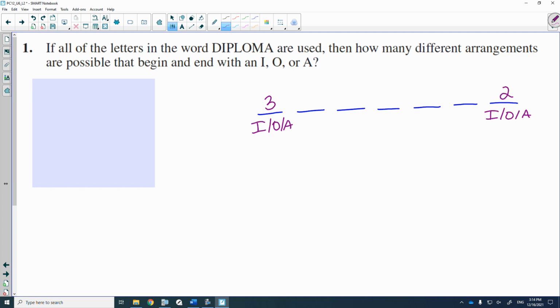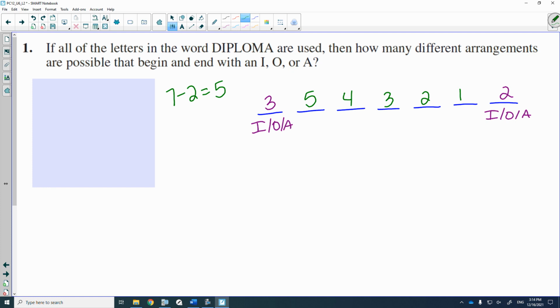How many letters did you just place? So we've placed one here and one here. We've placed 2 letters. So from the 7 letters in the word diploma, I've just placed 2 of them. I've got 5 letters left over. So how many letters do you have to choose from to go in this stage? 5. Then you're going to have 4, 3, 2, and 1.